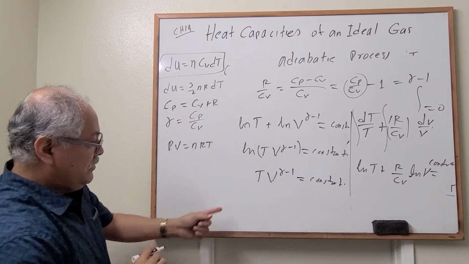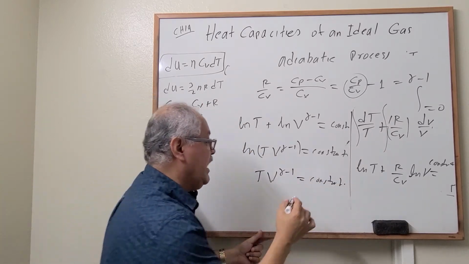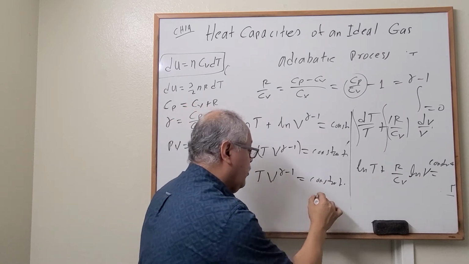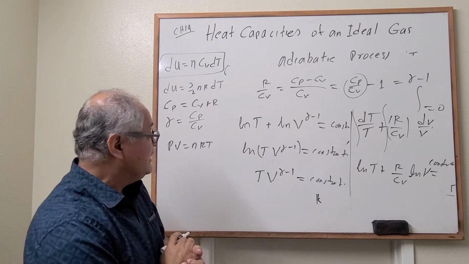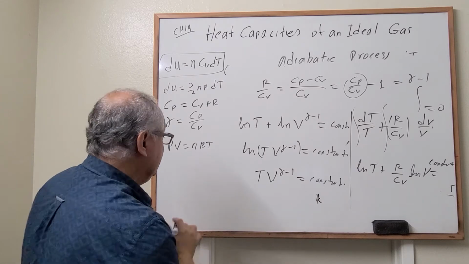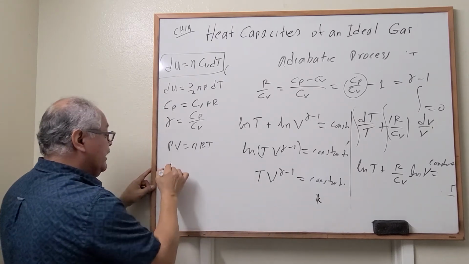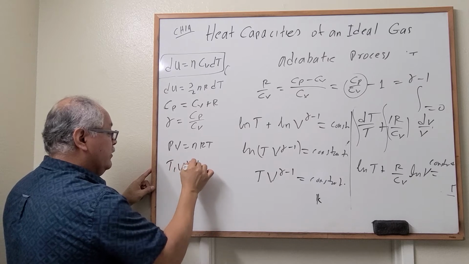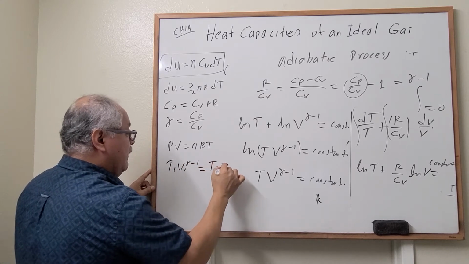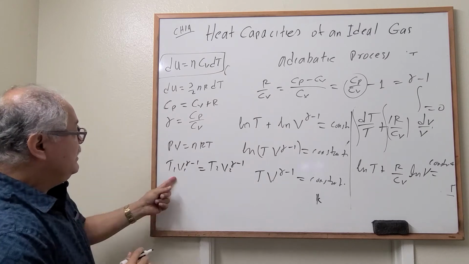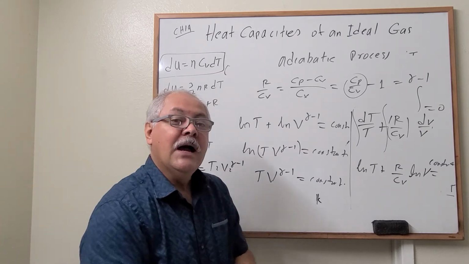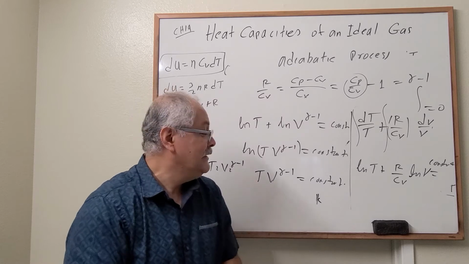Correct? So in general, when it's a constant, we can use K. We covered this when we were dealing with the ideal gas laws. In this case we can represent this as T1 V1 to the gamma minus 1 is equal to T2 V2 to the gamma minus 1. And this is the case for adiabatic processes.